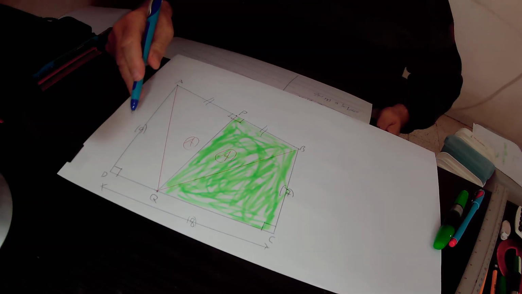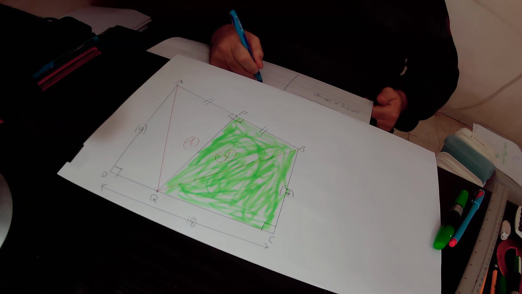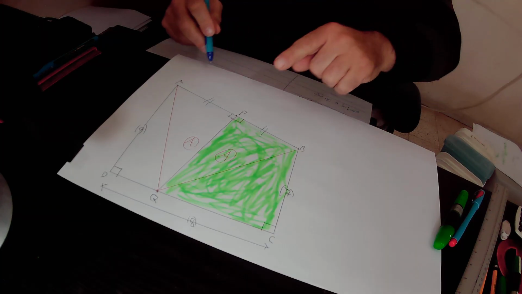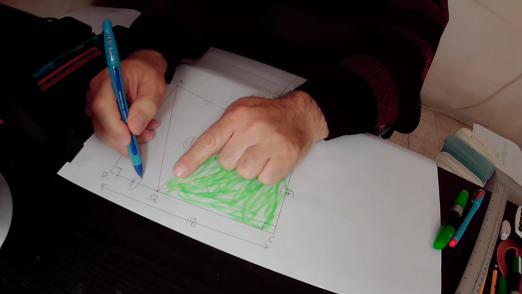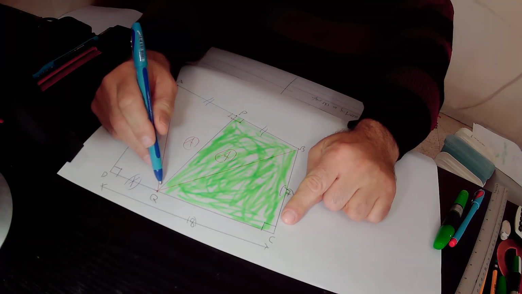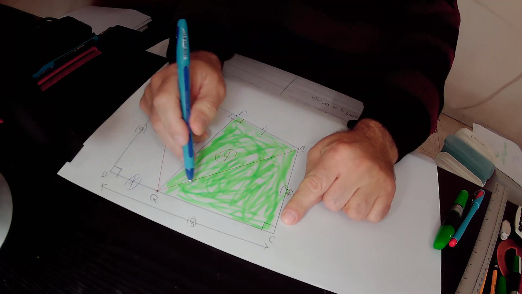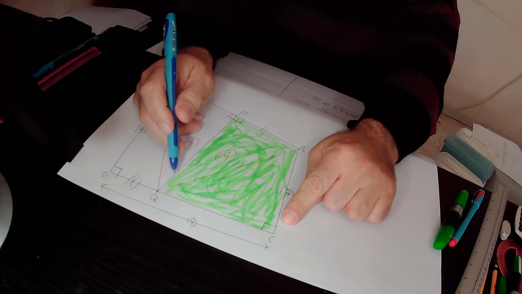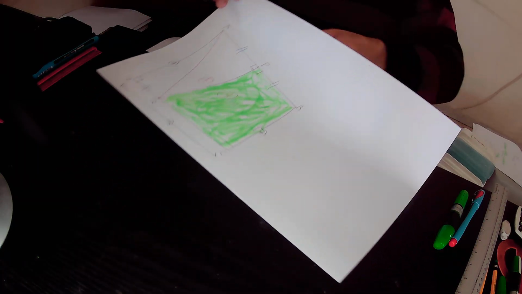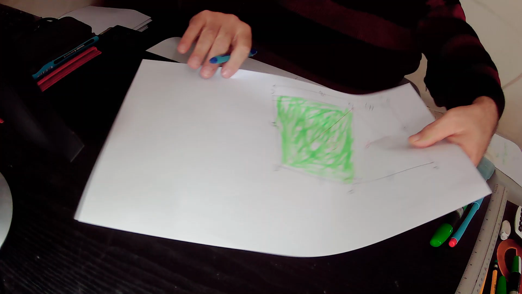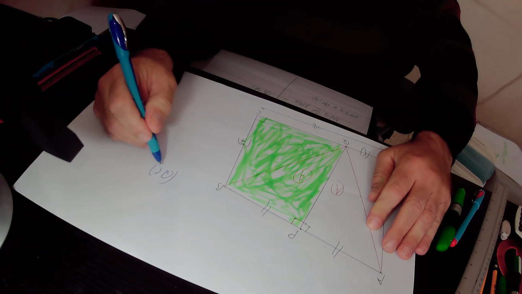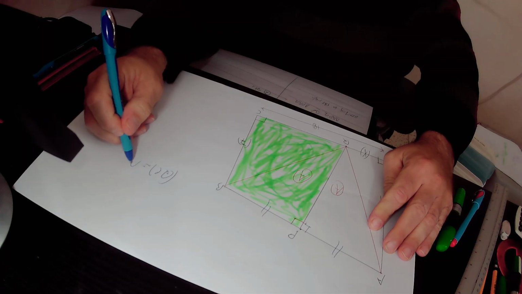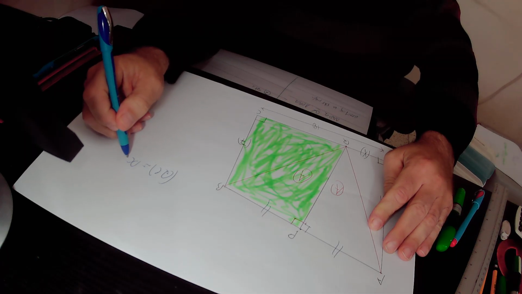AD is 9, therefore AD squared is 9 squared, that is 81, plus DQ squared. We define DQ as x. What is the value of QC? QC equals DC minus DQ. So, write it down: QC equals DC minus DQ.